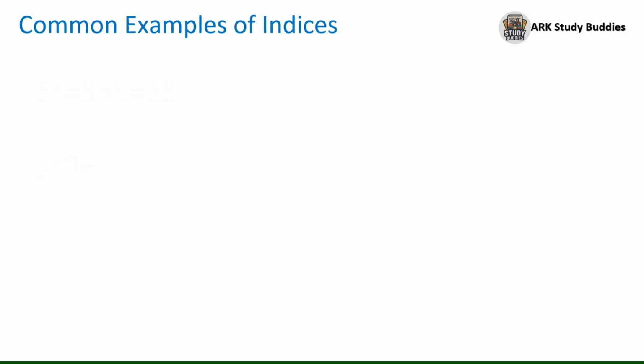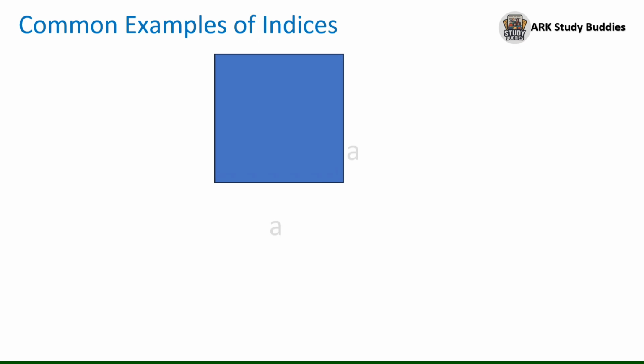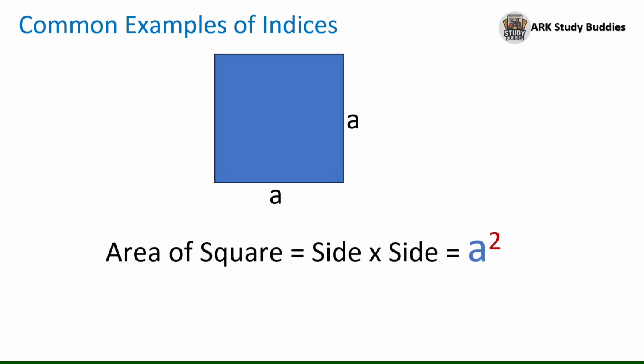Let's take one more example from real life. Take a square of side A. So the area of the square is equal to side into side, that equals A squared. So A is the base and 2 is the index or exponent.